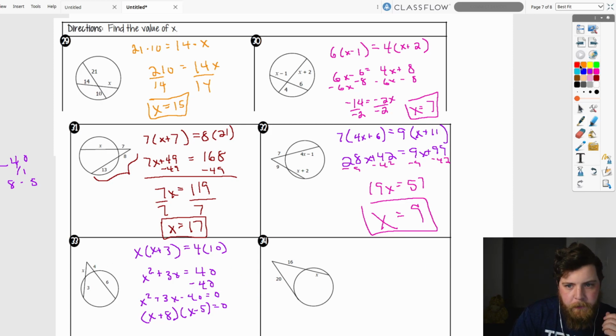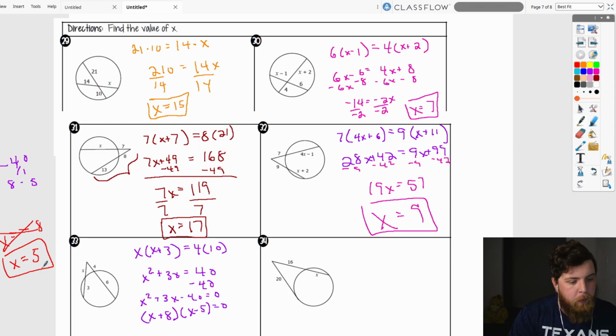Our final step to solve that is to set them equal to 0 and actually solve. We get x is equal to negative 8 and x is equal to 5. Now we're talking about distance, so we can't have a negative distance, so it can't be negative 8. The only possible answer would be x would equal 5 on that one. That one goes all the way back to last year when we talked about factoring quadratics.